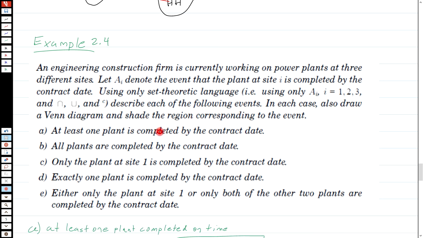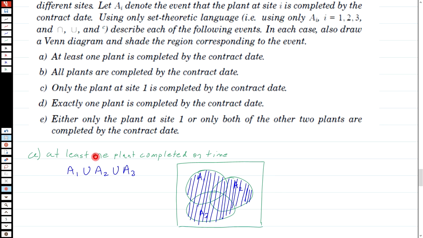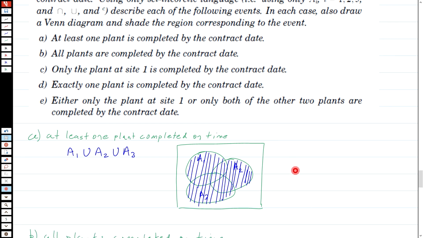At least one plant is completed by the contract date. Well, if at least one plant is completed by the contract date, then either A1 or A2 or A3 took place. The word there is or, so we know that this is a union. So we can write this out: at least one plant completed on time is A1 union A2 union A3. And of course the union is the area enclosed by all 3 of them, shown in blue here.